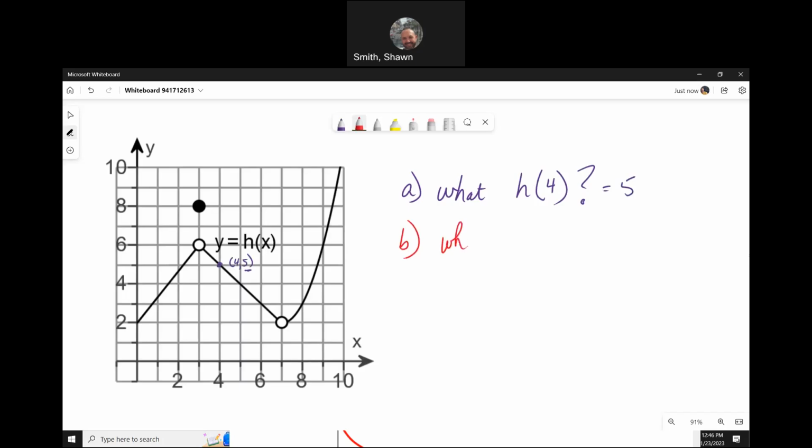B, what is h when x is 3? So x is 3. Is it right here? 6? Nope, it's right there. 8, right? Because it's the closed circle. That means that is the specific point on the function, right? So this is equal to 8. So our ordered pair right here is (3, 8).